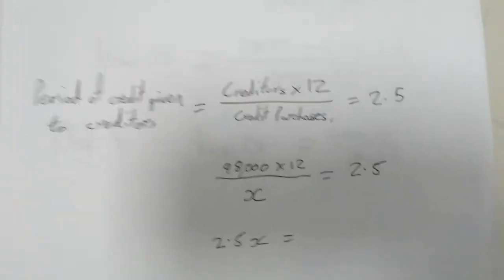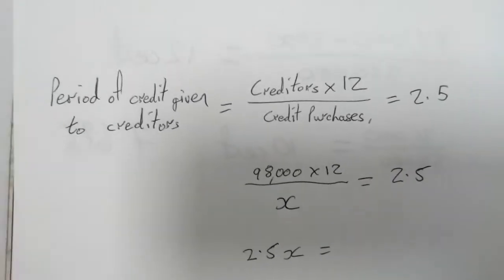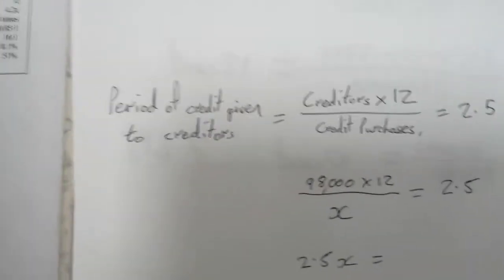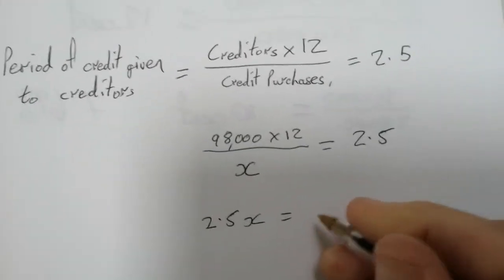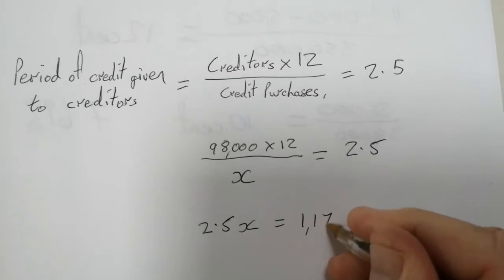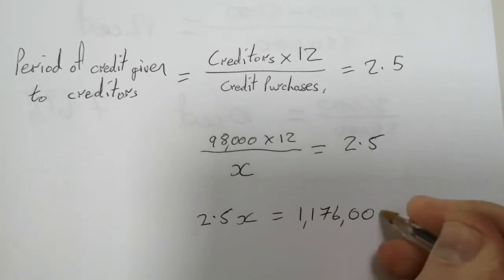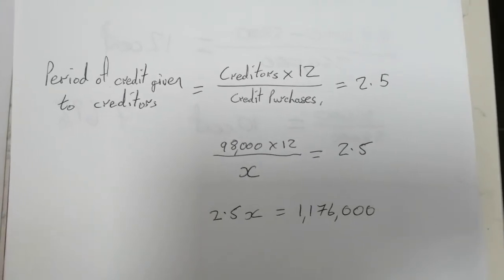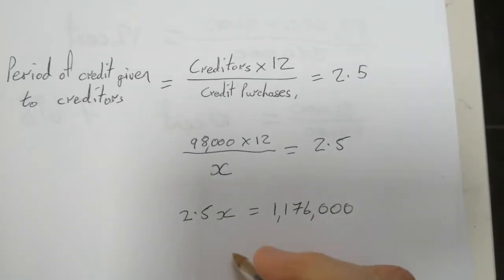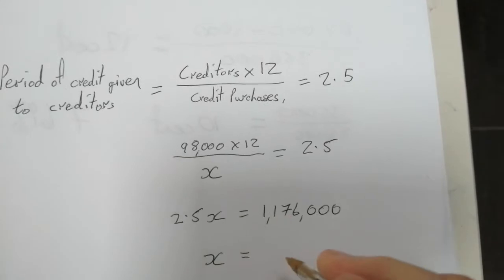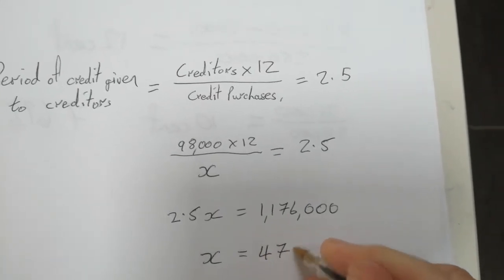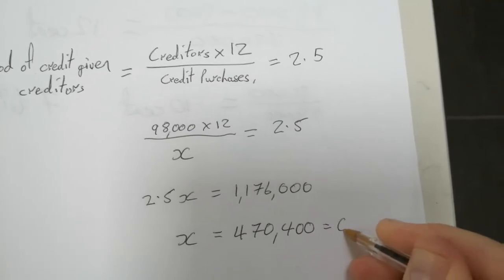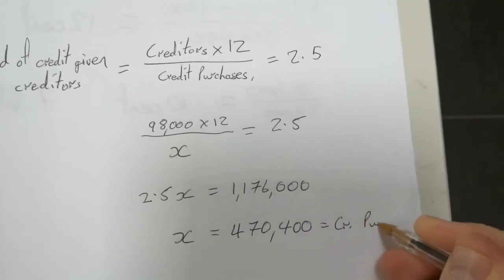I just have to grab the calculator. Multiply by 12 is 1,176,000. And then I divide across by 2.5. So divided by 2.5, and that is X is equal to 470,400. So that is the credit purchases.